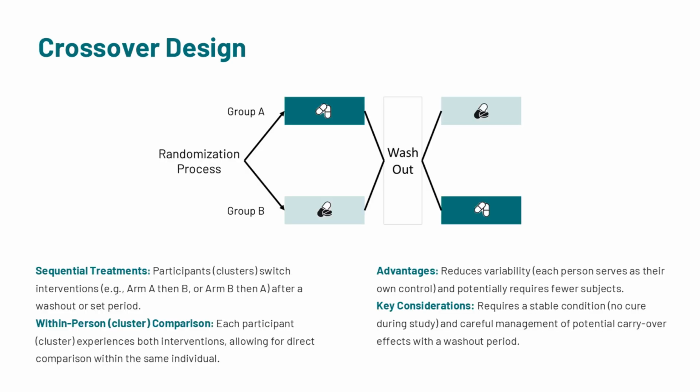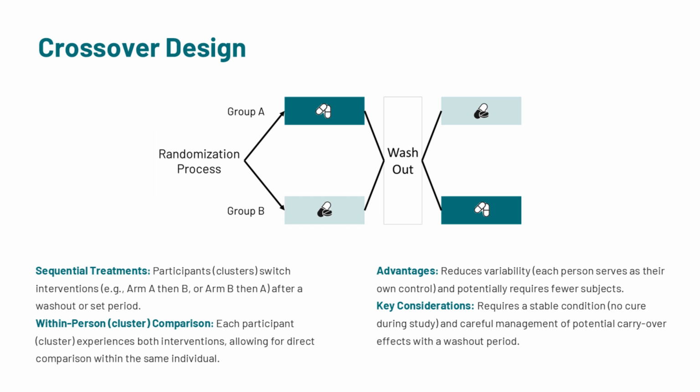Another structure you might encounter is the crossover design. Here, each randomized unit gets both interventions sequentially. For instance, in a two-period crossover design, one group of participants starts on treatment A and then later switches to treatment B, while the other group starts on treatment B and then switches to A. Because every participant tries both, each person can serve as their own control. This can greatly reduce outcome variability. Differences are measured within the same individual, which can allow a smaller sample size to detect effects.